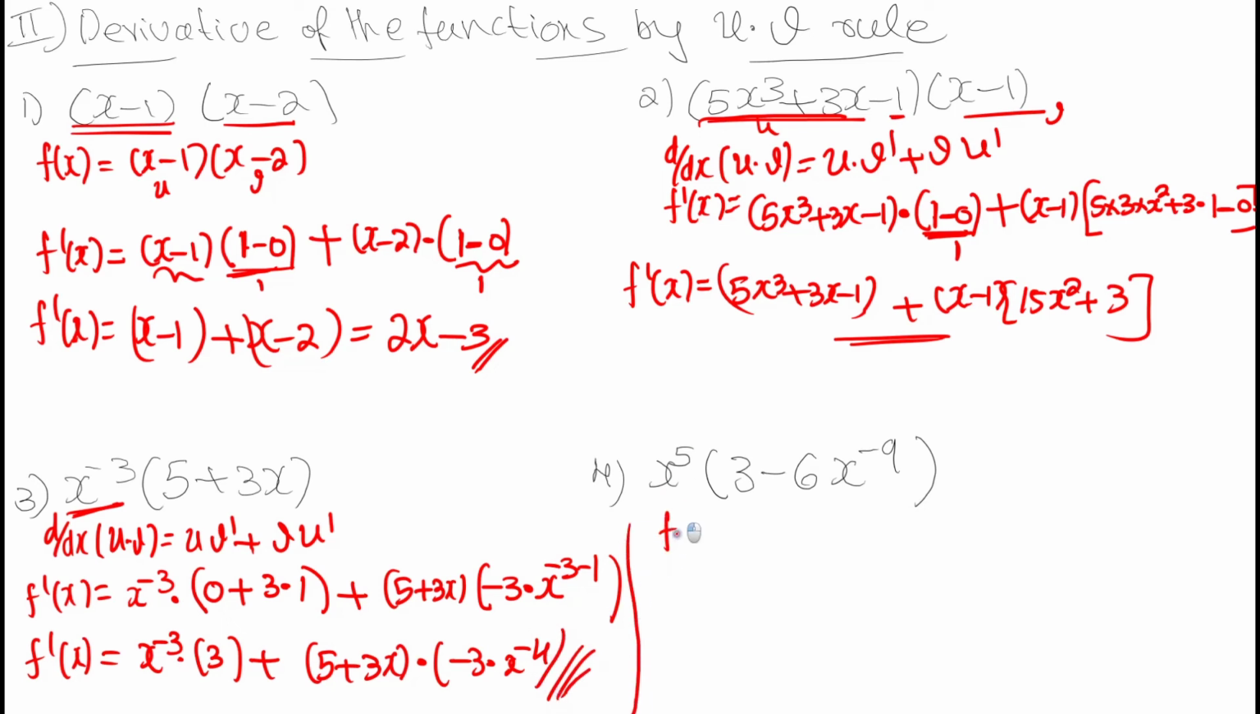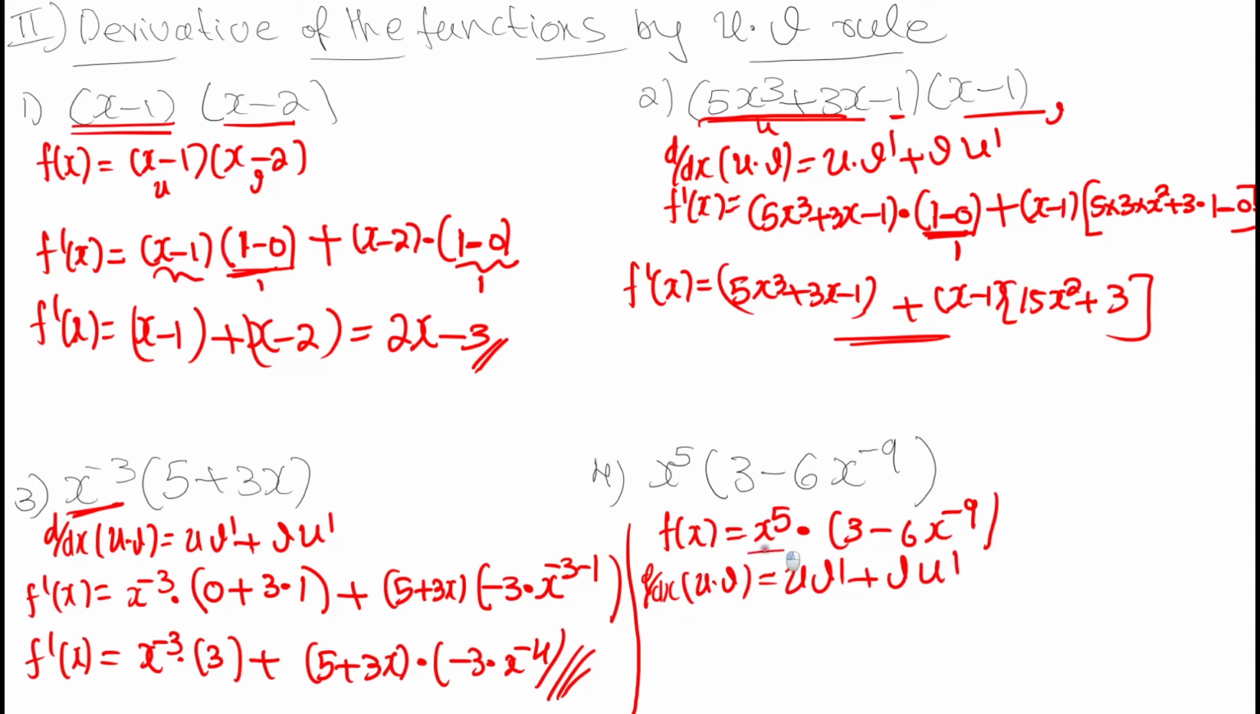Next one: f of x is equal to x to the power 5 into (3 minus 6 x to the power minus 9) is given. Apply the formula: d by dx of uv is equal to u into v dash plus v into u dash. Here the first function is u, the second function is v. So f dash of x is equal to u, that is x to the power 5, into v dash, differentiation of the second function. Differentiation of 3 is 0, minus 6 into x to the power minus 9.